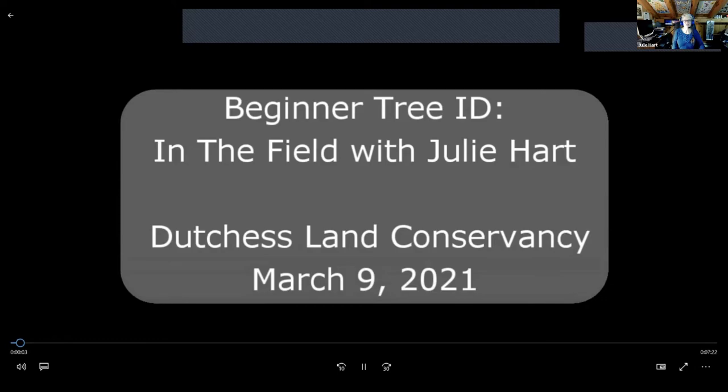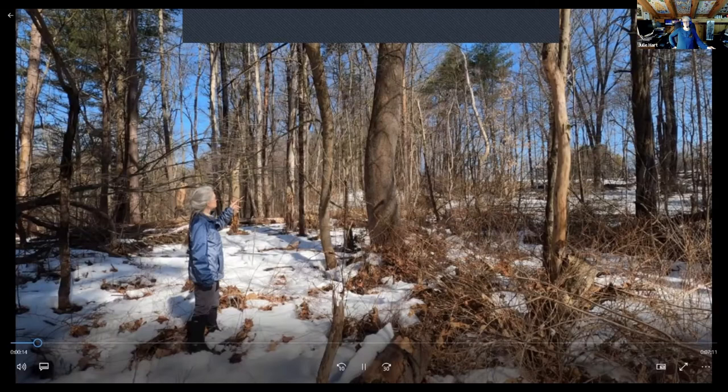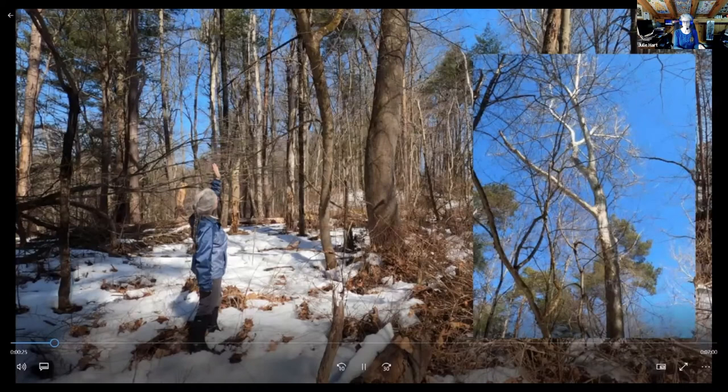Okay, now what's this big tree right here? You know, at eye level, it's got this kind of nondescript bark that doesn't really tell me a lot. But luckily, this is one of the trees that you don't even really need to get close to be able to tell what it is. Now look all the way up the trunk. And you can see up at the top, the bark is very smooth and white. You might almost think it was a paper birch.